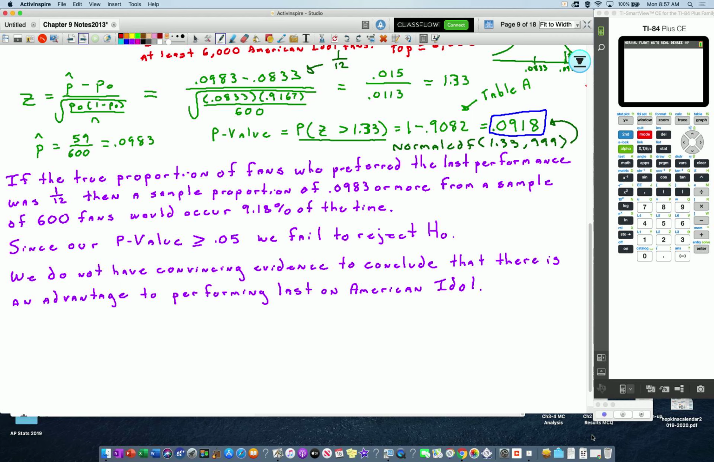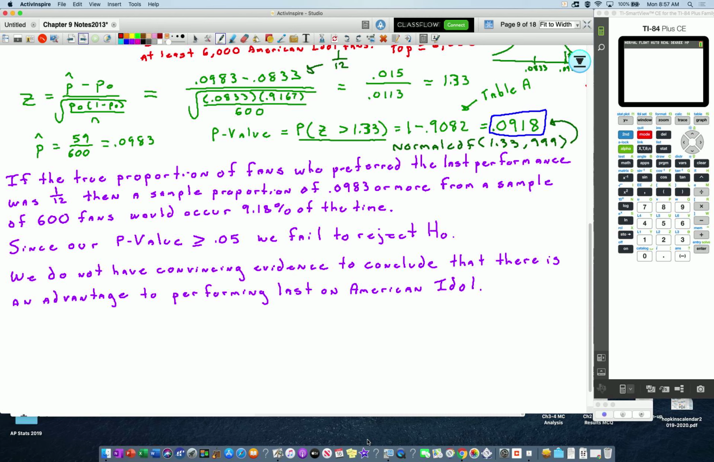Now, since our p-value is greater than or equal to our significance level of 0.05, we're going to fail to reject the null hypothesis. Again, in this problem, they didn't give us a significance level, so we're going to assume 0.05 unless stated otherwise. Since we failed to reject the null hypothesis, we don't have convincing evidence to conclude there's an advantage to performing last on American Idol.